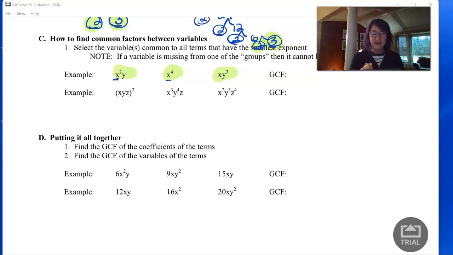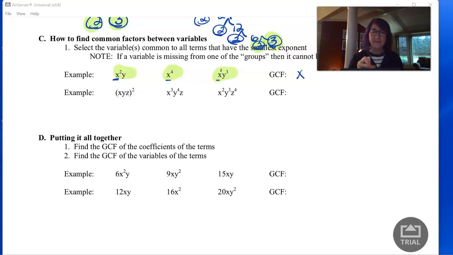I've got an x, an x, and an x. So now what we're going to do is select the variable x, and then pick the exponent that is the smallest. So that's going to be x to the first, okay? That's x to the 1 right there, or just plain old x.